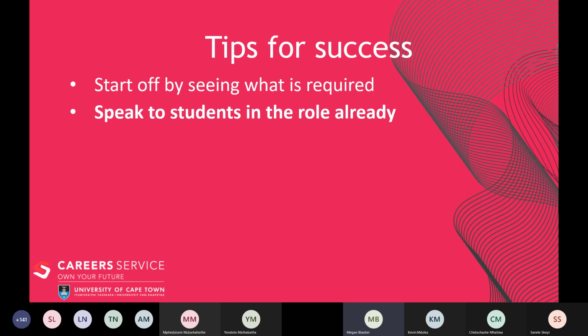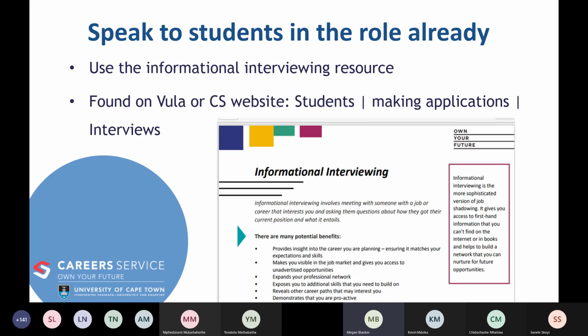Okay, so the second tip for success would be to speak to students in the role already. I think this is really important because it means that you can get information from them. A tool that we often suggest students use is something called informational interviewing. This is a resource that is found on our website or on Vula. Again, go to the students tab, go to making applications, go to interviews, and you'll see it right there.